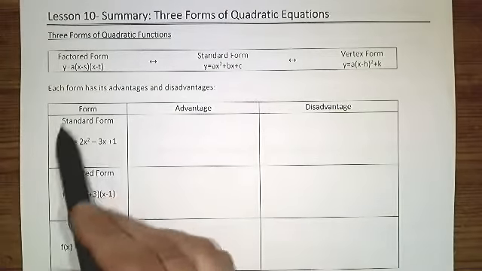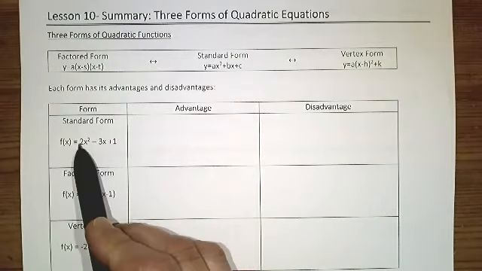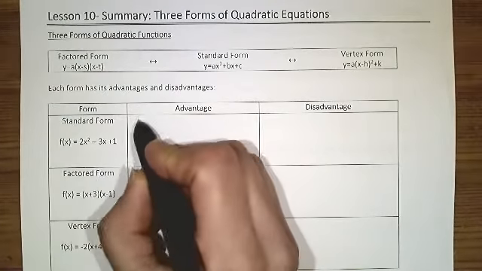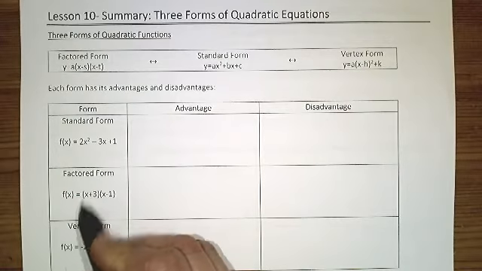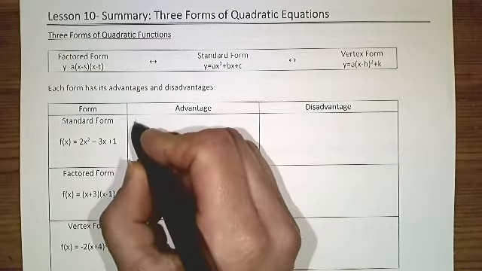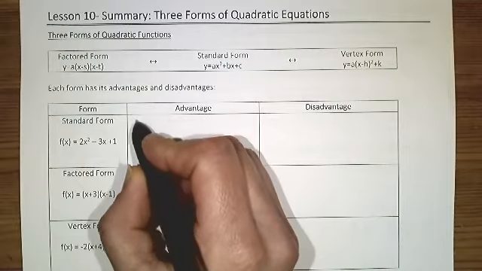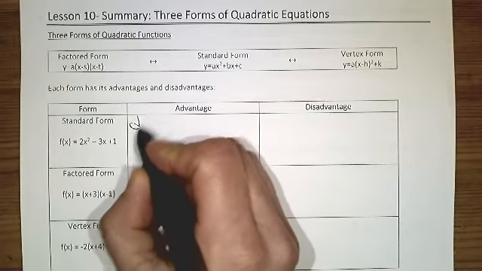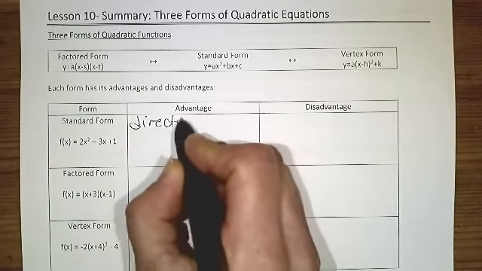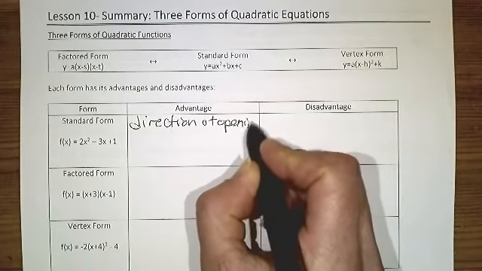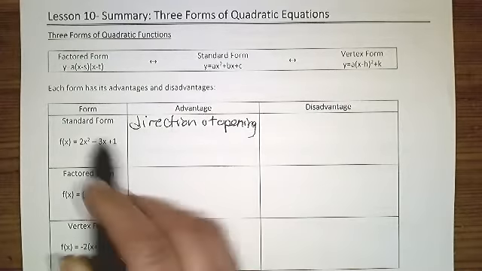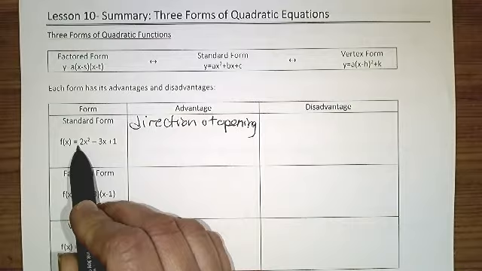So let's start with standard form. One advantage we would know from standard form is the direction of opening, because if we just look right after the equal sign, we would know if it opens up or down. So direction of opening. And this one would open up because we have a positive sign here.